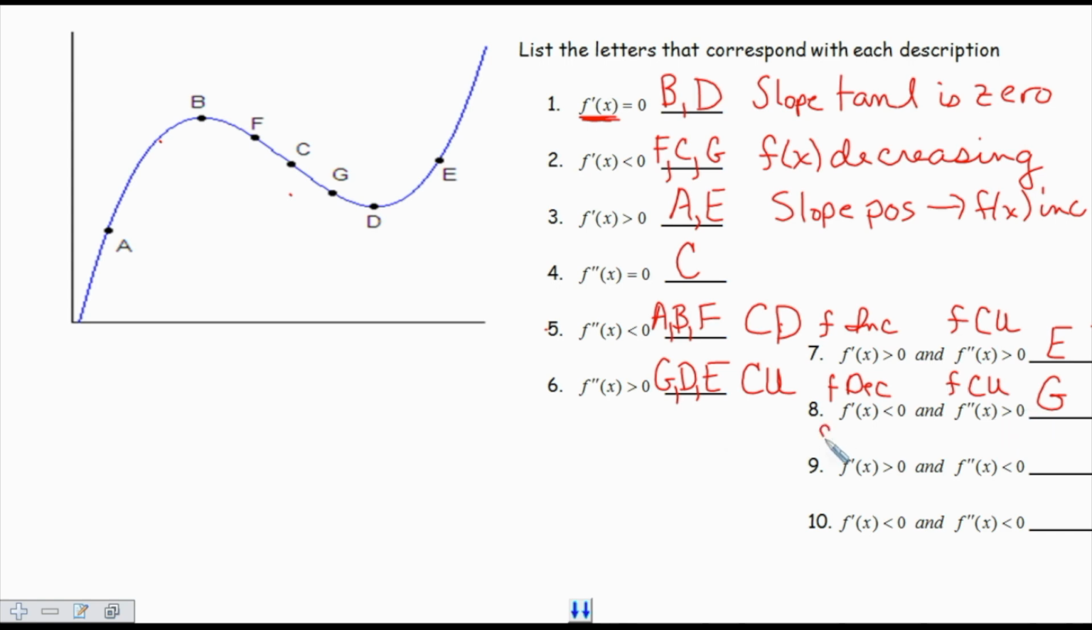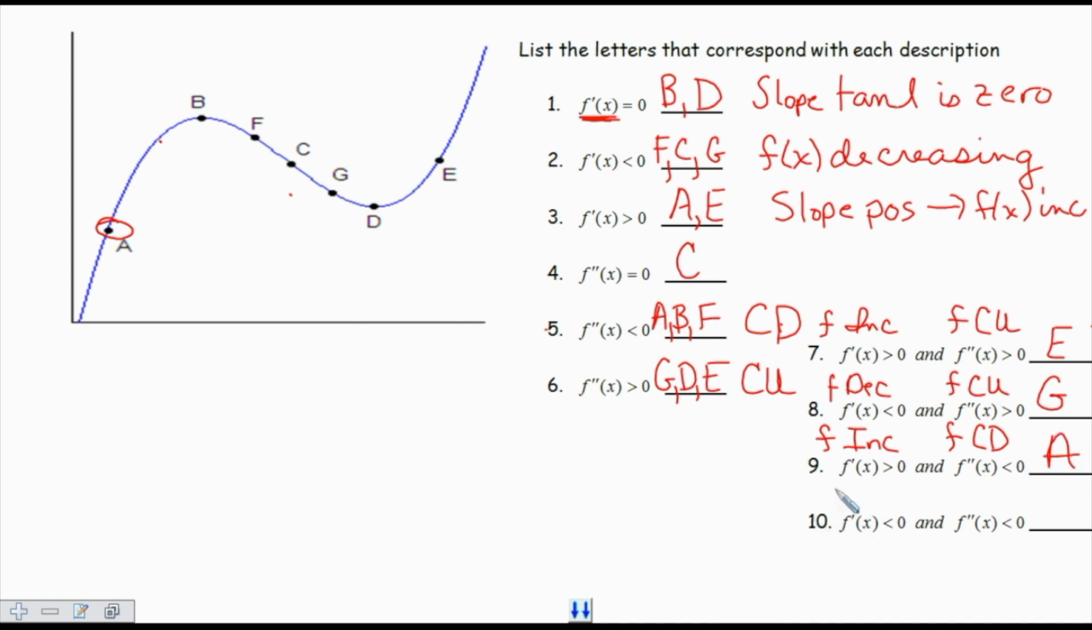So again, let me talk about what F is doing. That means increasing. And that means F is concave down now. All right? So concave down is this section. So increasing on that section would have to be point A, because that's increasing and in the concave down.